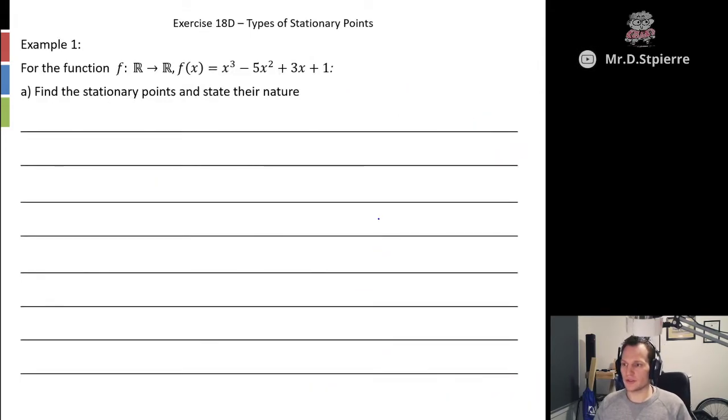So let's do an example. For the function f, where the domain is all real numbers and the codomain is all real numbers, f of x is equal to x cubed minus 5x squared plus 3x plus 1. Find the stationary points and state their nature. So first off, we need to find the stationary points. Well, how do we find the stationary points? As always, we need to find the derivative.